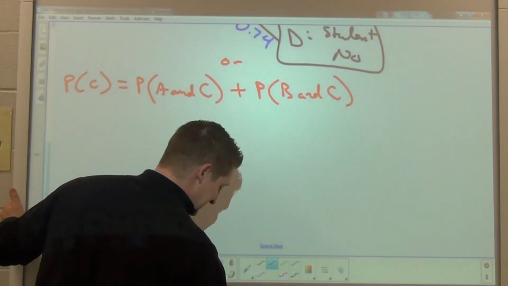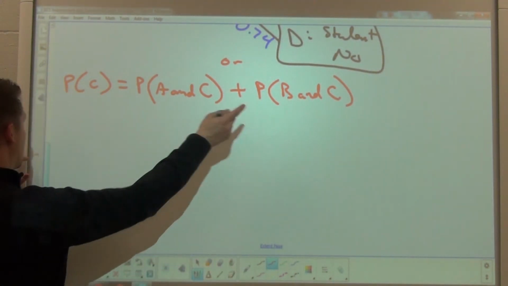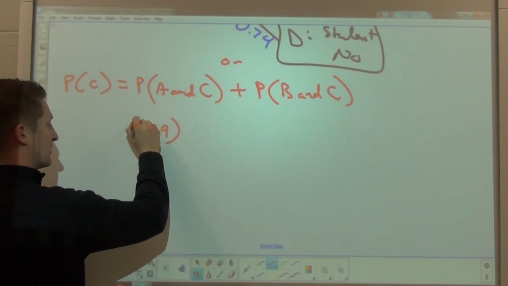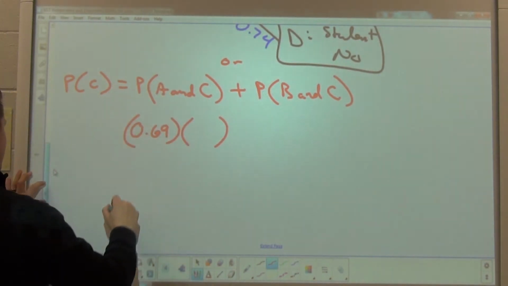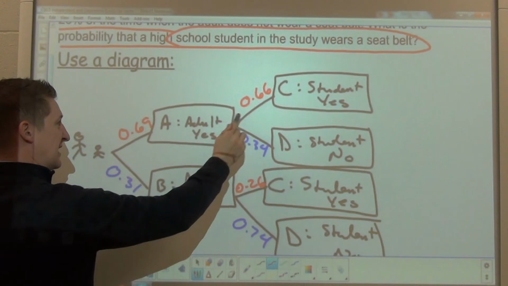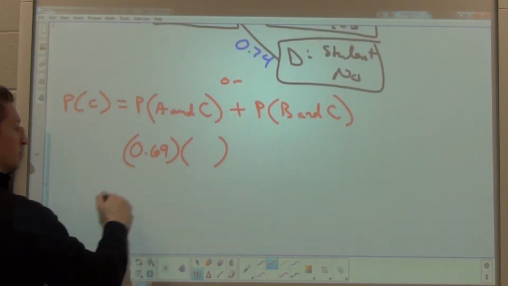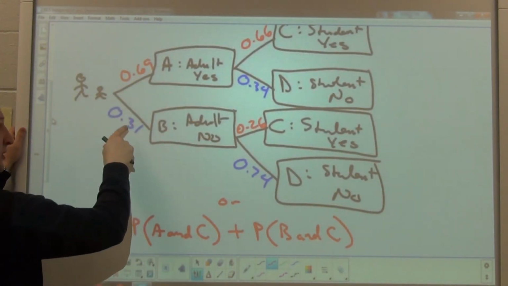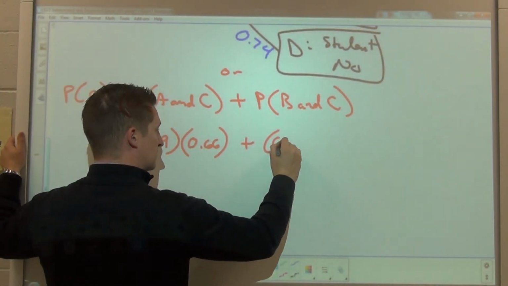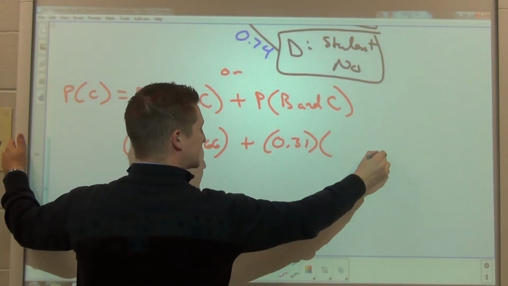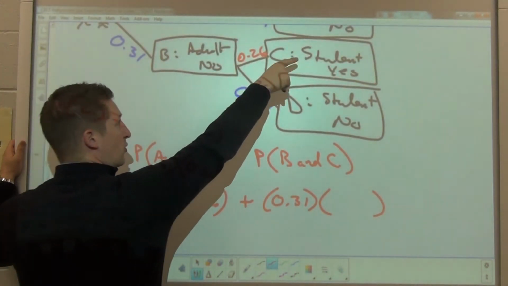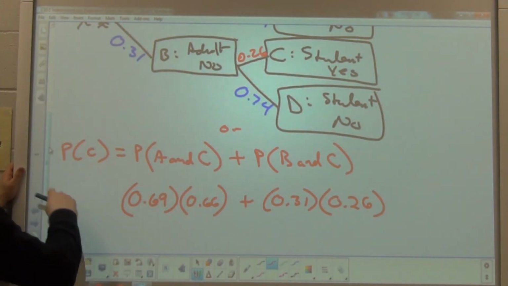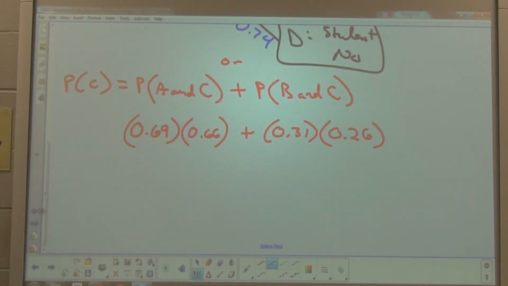So the probability of A and C would be the probability of A, which is 0.69, times the probability of C given A. Probability of C given A is this 0.66 number that I had in my diagram. Plus the probability of B, the probability that the adult doesn't wear one, that's 0.31, times the probability of C given B. Well, the probability the student wears it given that the adult doesn't was 0.26. Multiply decimals together, add decimals together.